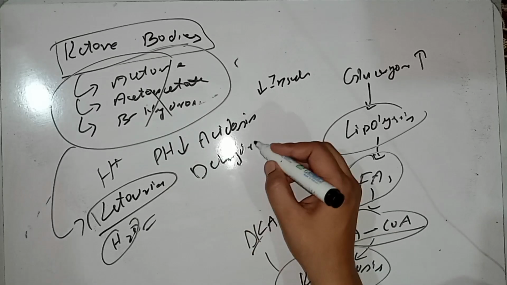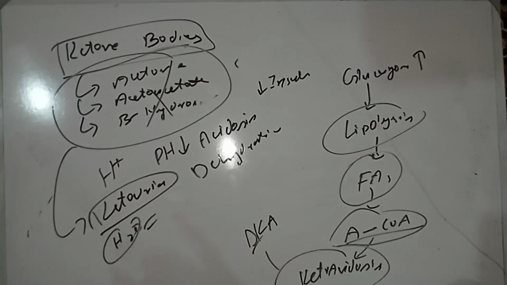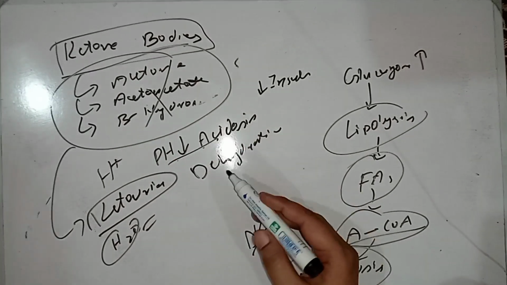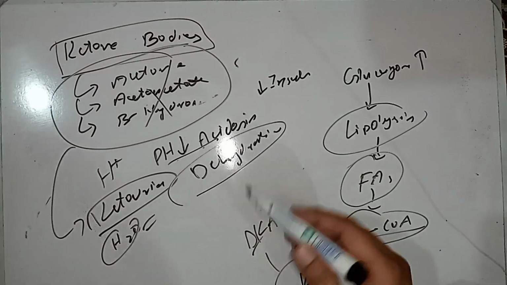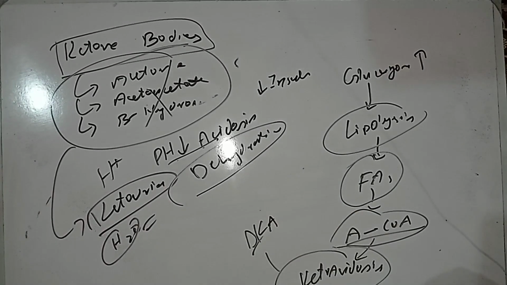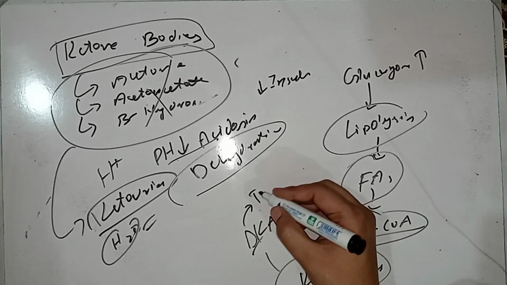So what happens in diabetes? Due to increased production of ketone bodies, there is a decline in pH, which is acidosis, and there is dehydration as well due to loss of water. So it leads to diabetic ketoacidosis, which is a feature of type 1 diabetes.